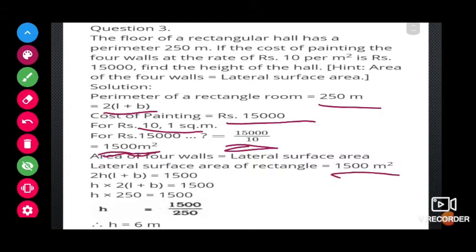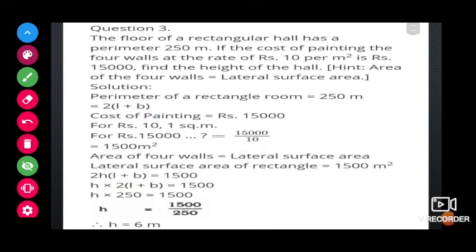Now, as we know already, the lateral surface area of a cuboid formula will be 2h into (L plus B), that is 1500 meters square. Now, we know 2 into (L plus B) is nothing but the perimeter, which is 250 meters. So we will take out this h separately, and in the place of 2 into (L plus B), we will substitute 250. So, h into 250 is equal to 1500.